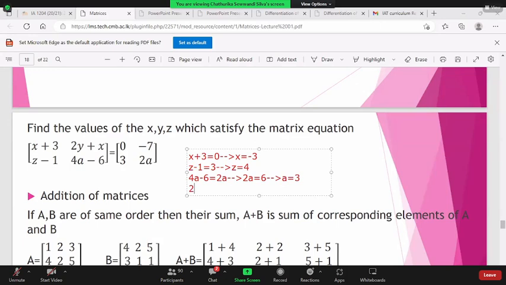Right. 2y plus x, we know x is -3. So then 2y minus 3 is going to be equal to -7. So 2y is going to be equal to -4. Then y is equal to -2. This is how, depending on the property of equality, we have found what x, z, a, and y are.